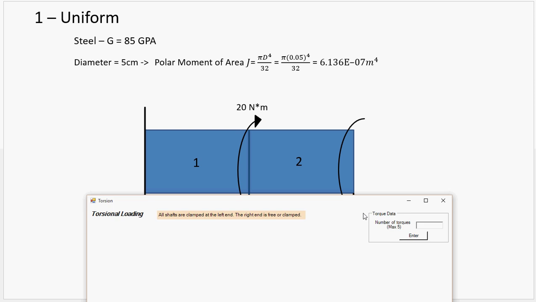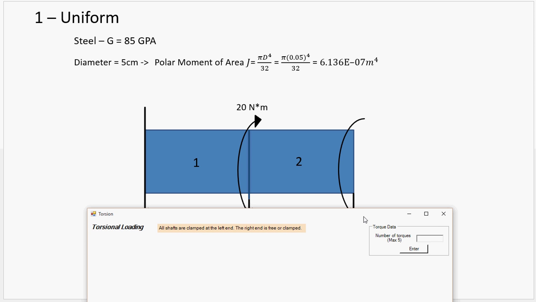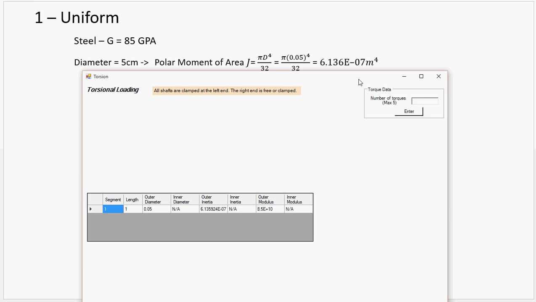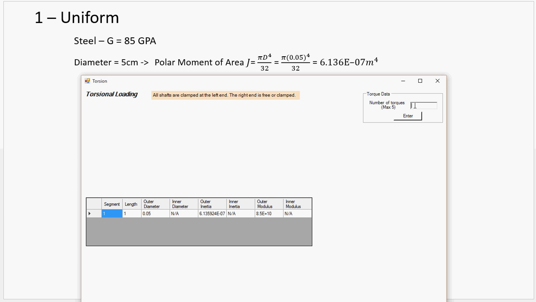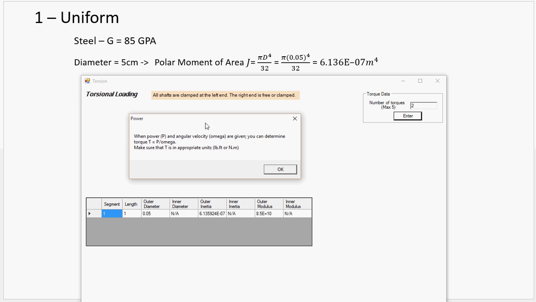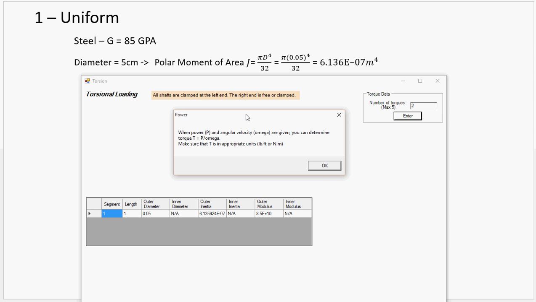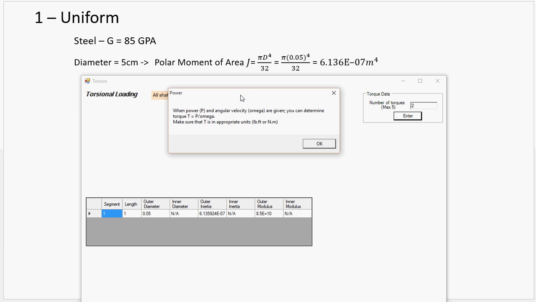Now that we've put in the geometry, it wants us to put in our loads. So how many torques are there? Well, there's 2 of them. This pop-up is a reminder of how power works. If you're given the power and the angular velocity, then you can solve for the torque. However, we're just given torques straight up, so we can just enter that. Make sure that your torque is in the correct units. In this case, we're metric, so it's newton meter.